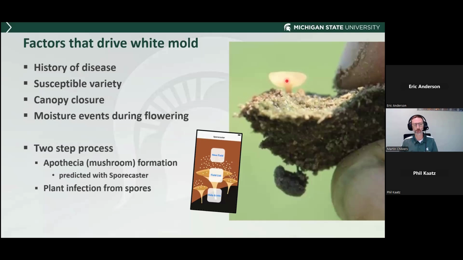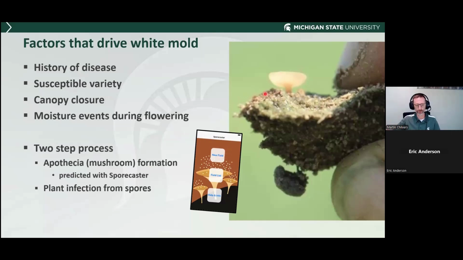And then canopy closure. With open canopies, we're far less likely to get the production of these apothecia as opposed to closed canopies. And then moisture events during flowering allow the infection process to occur and the mushrooms to form. We'll talk quickly about SporeCaster as well, which is a prediction model for these apothecia, not for final disease, but for the presence of those apothecia.